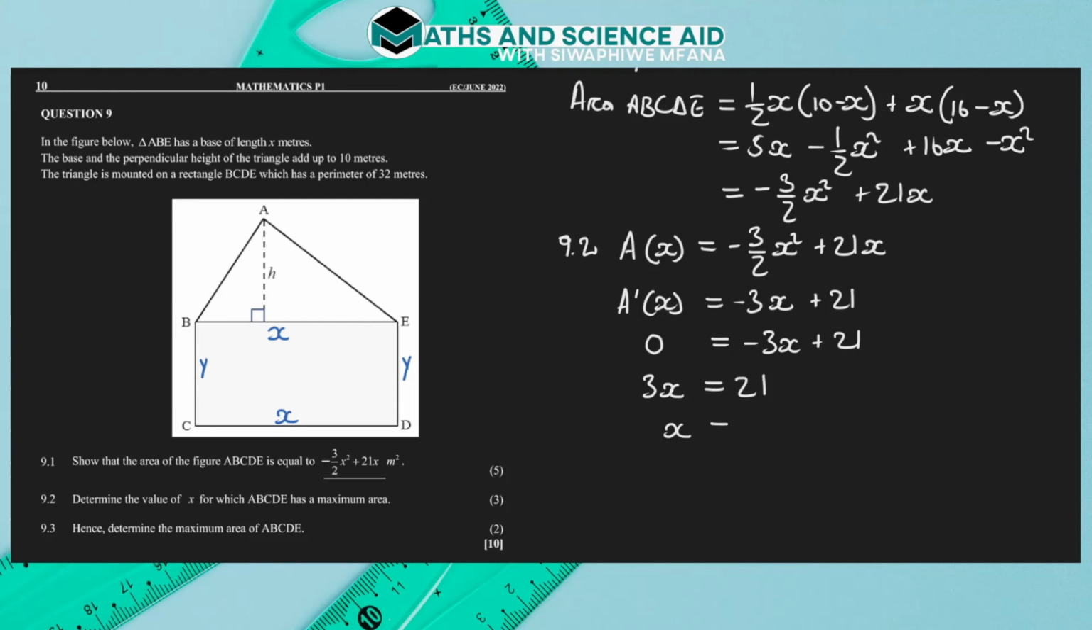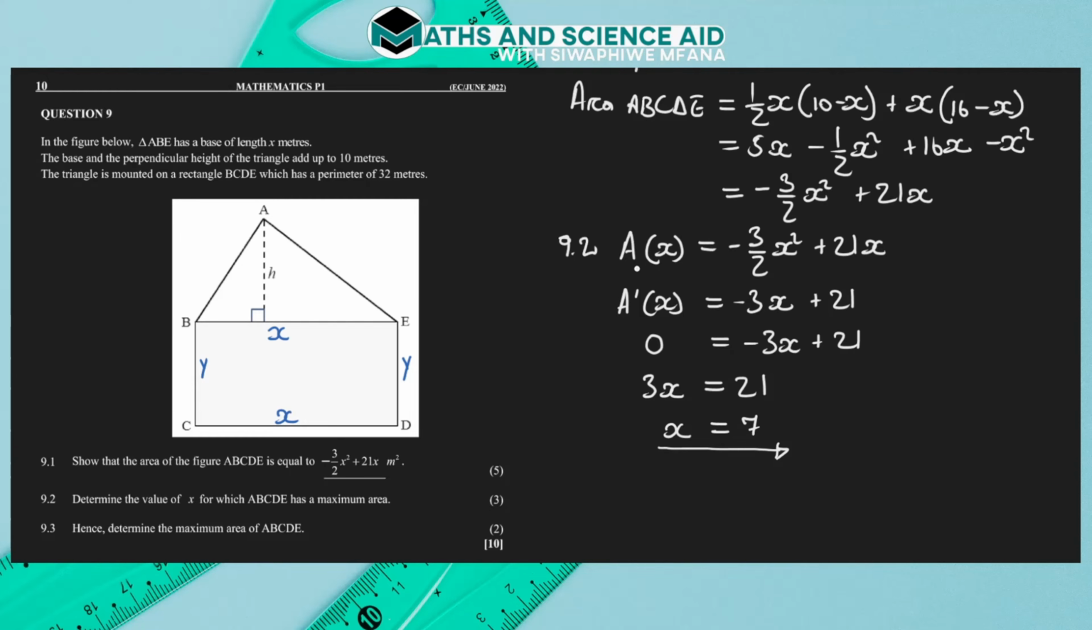We divide by 3 on both sides, and then we'll get x equals 7. And now let me just explain why this gives us the value of x for which the area for ABCDE is a maximum.